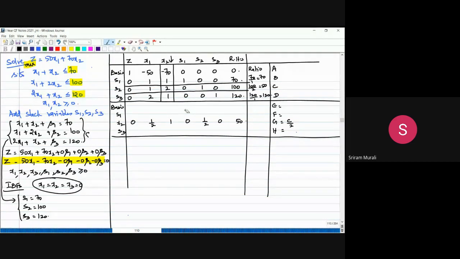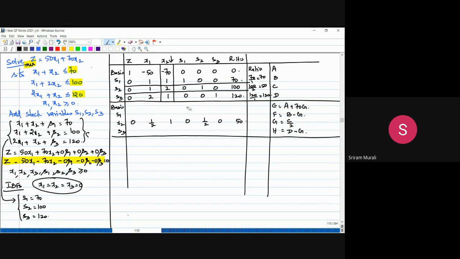Now, what is the next step? You have to make this element 0. Minus 70 is taken from A, 1 is taken from G. So to make this element 0, multiply by 70 and add. This is A plus 70G. Second, we can subtract directly: B minus G. Also D minus G. Am I right?